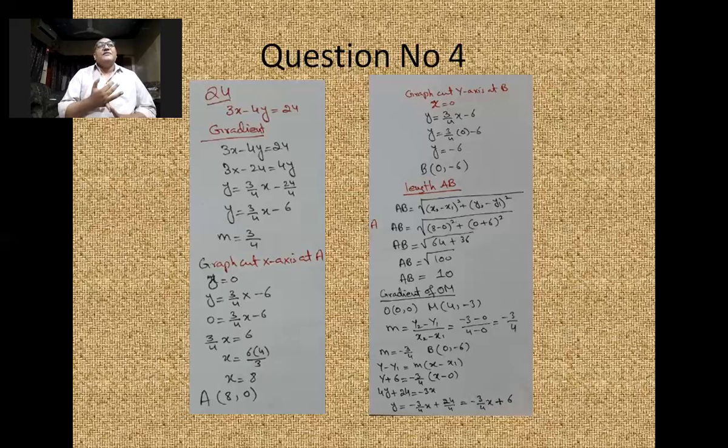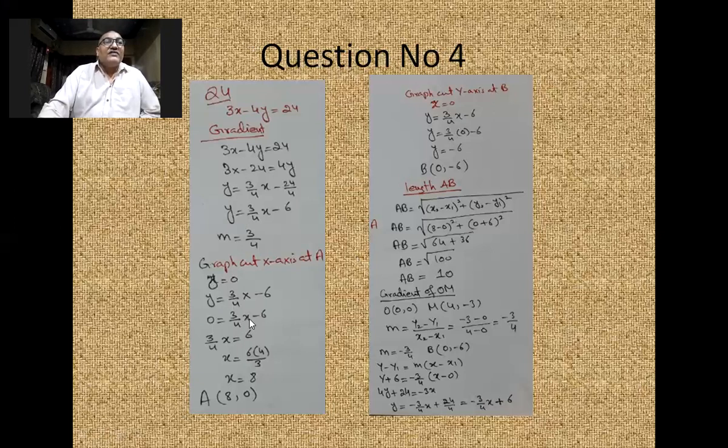A is the point where the graph cuts the x-axis. You know, whenever the graph cuts the x-axis, at that point the y will be 0. So in this equation, in the place of y, I will put 0. You can see here, I put 0.